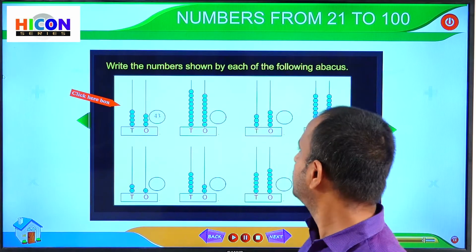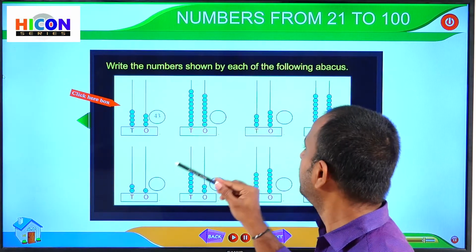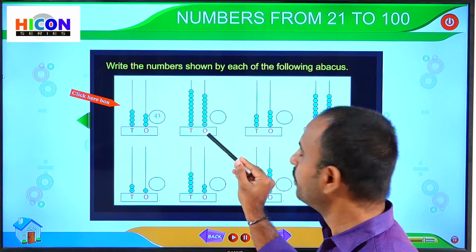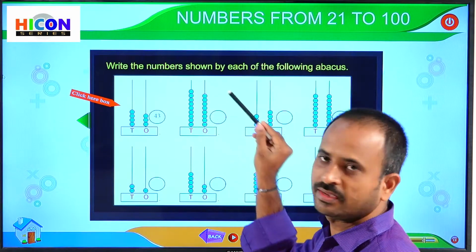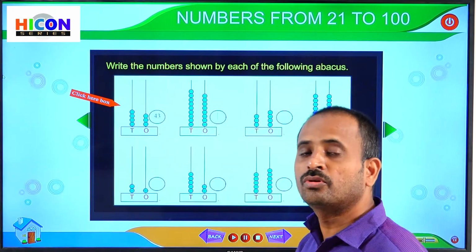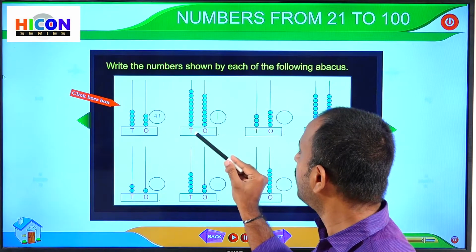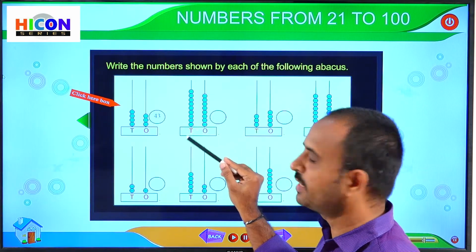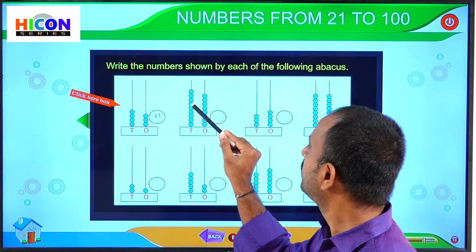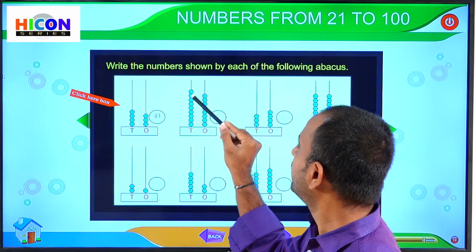So next, children, see the next problem here. Here also they have given an abacus and they have kept some beads on each spike. There are two spikes in this abacus. O means this is the ones place spike. T means this is the tens place spike. Now we have to count the number of beads in each spike. Let us count the number of beads in the tens spike. How many beads are there in the tens spike? 1, 2, 3, 4, 5, 6, 7, 8, 9. That means 9 beads are there in the tens spike.